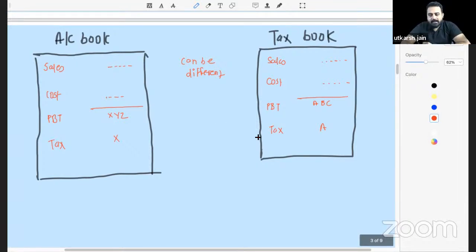Now the question is, which tax am I supposed to pay? Am I supposed to pay the taxes as per the taxation book or the accounts book? Should I pay the tax as per the taxation book or accounts book? What do you think? The amount of tax that I need to pay.